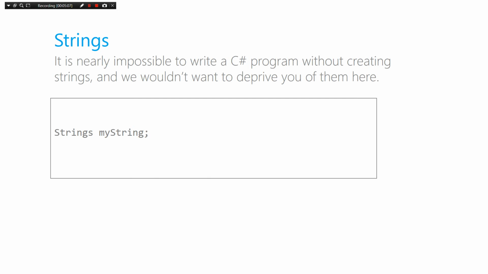It is nearly impossible to write a C# program without creating strings, and we wouldn't want to deprive you of them here. For now, all you need to know is that a string object holds a series of characters. You declare a string variable using the string keyword, just as you would create an instance of any type.